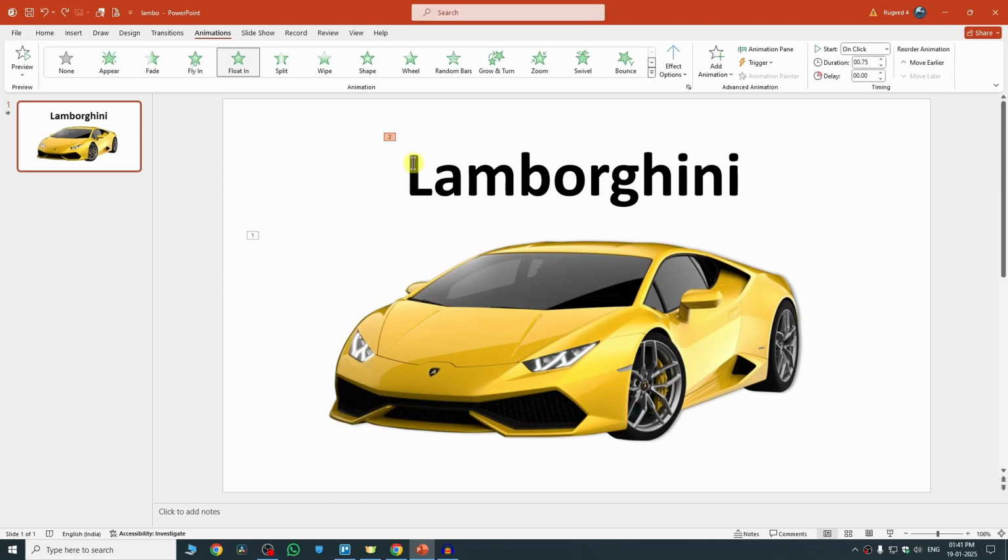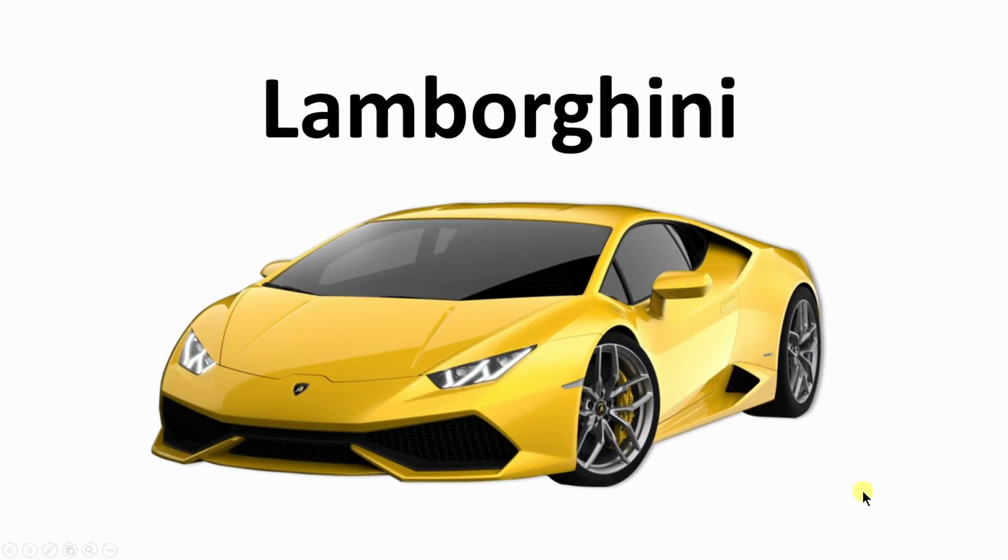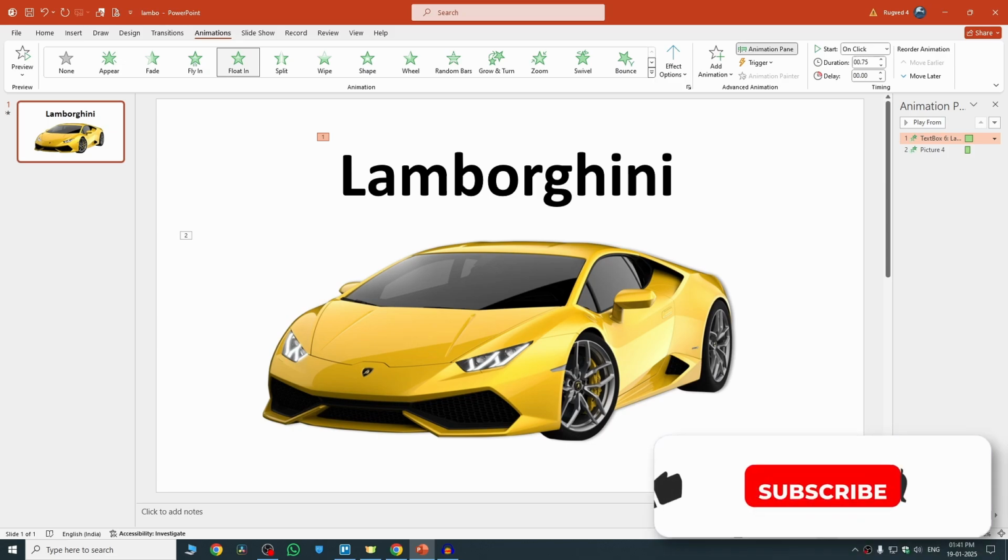If you want to change this, then for that go to Animation Pane, and from this order you can change your animation position. I want my text to come first, so for that I just need to drag my text up and then my text will be first in my animation. So I can preview it here, and there you go, I have successfully changed the position of my animations.